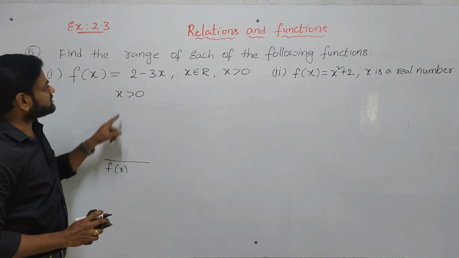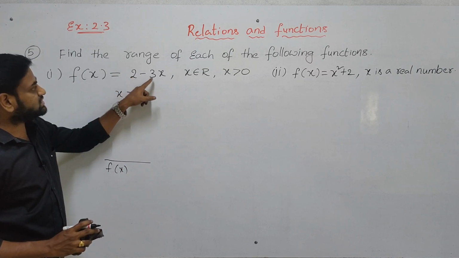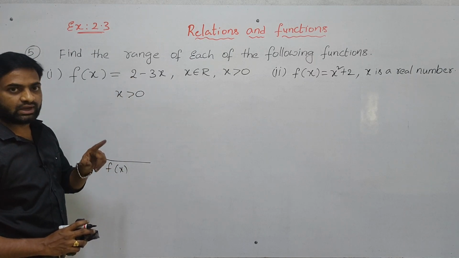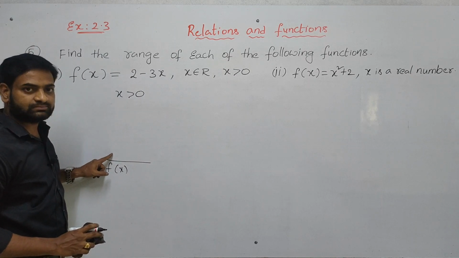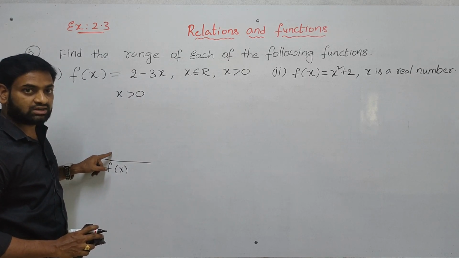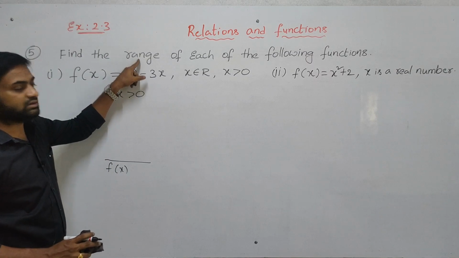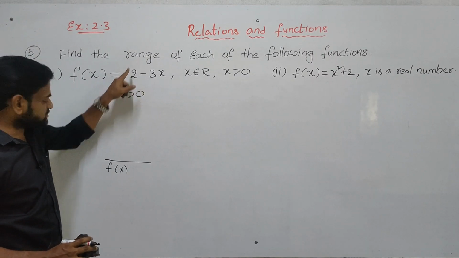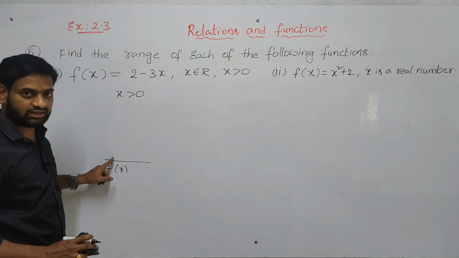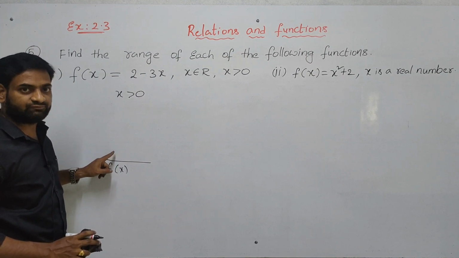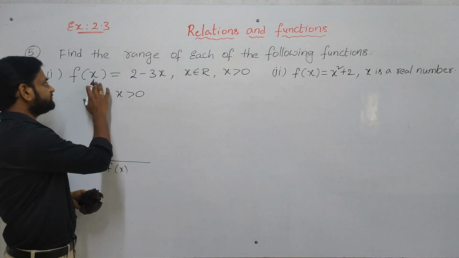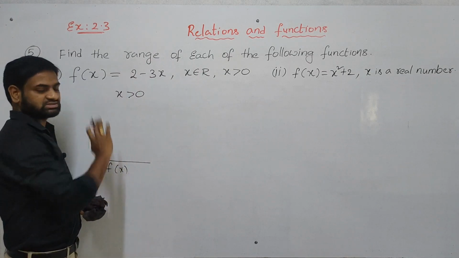Now what does f of x mean? It is 2 minus 3x. And one more thing, why do I have to get f of x here? Because we have to find the range. Range is nothing but f of x only. So finally I want to get f of x. Now what is f of x? 2 minus 3x.